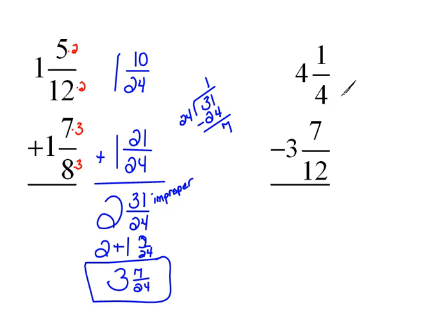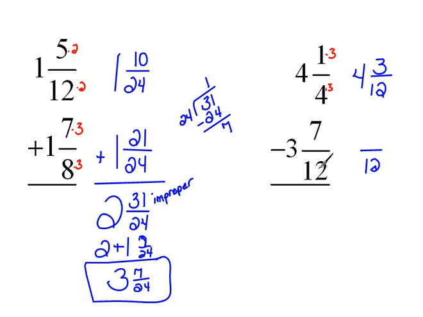Okay, let's try another one, a subtraction one. Here we have 4 and a fourth minus 3 and 7/12. So again, we need a common denominator, which will be 12. So when we change the first one, we'd have to multiply 4 times 3 to get 12. So we're going to do the same thing to the top. So this would change into 3/12. And don't forget we have our 4 here.